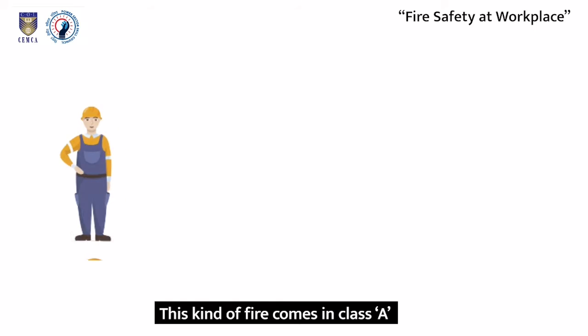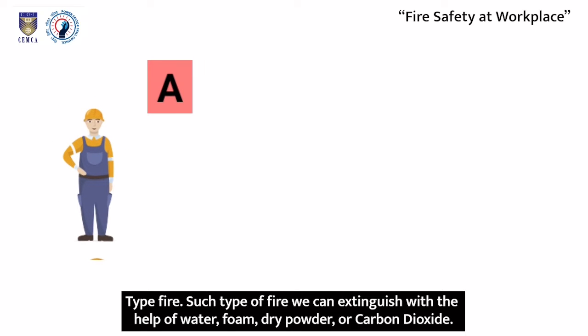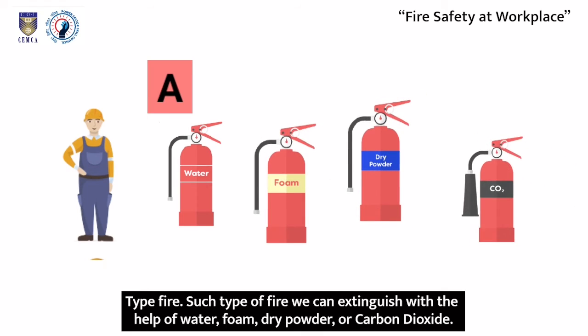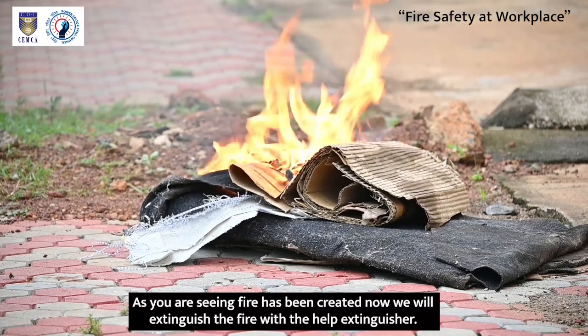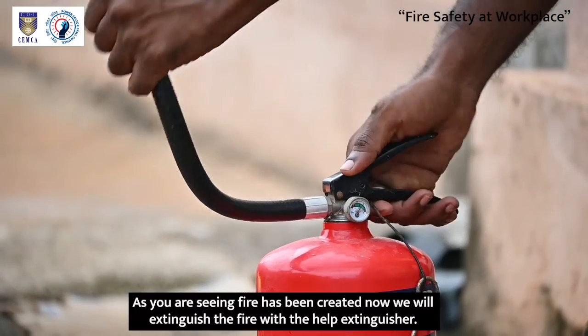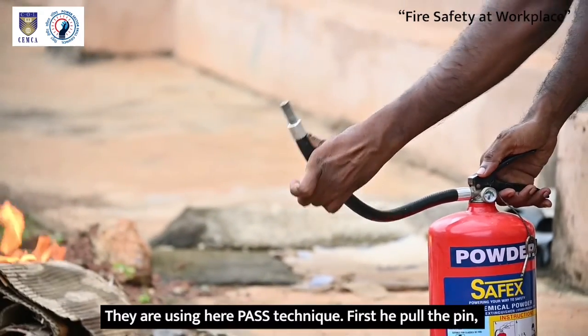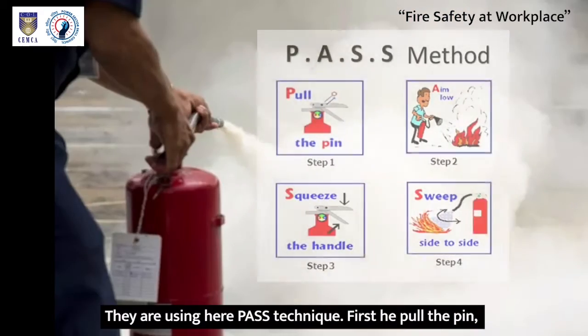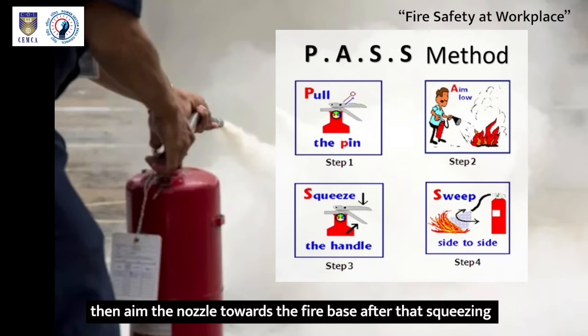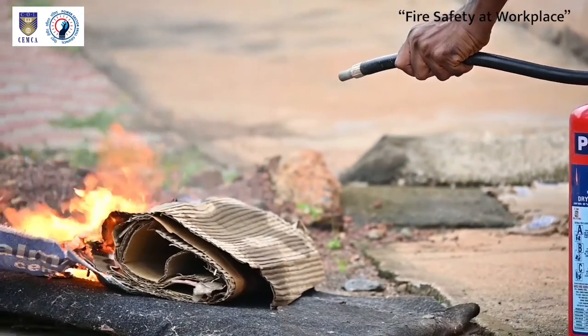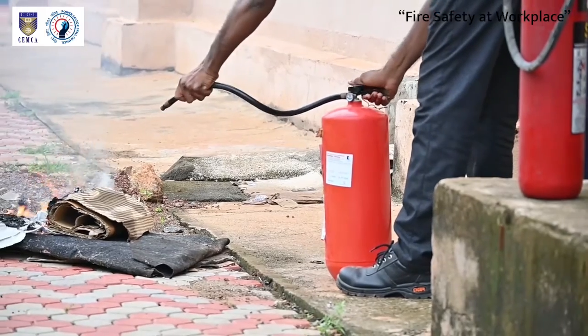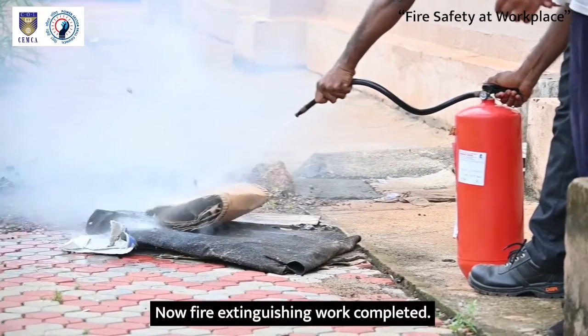This kind of fire comes in class A type fire. Such type of fire we can extinguish with the help of water, foam, dry powder or carbon dioxide. As you are seeing, fire has been created. Now we will extinguish the fire with the help of an extinguisher. They are using here the PASS technique. First he pulled the pin, then aimed the nozzle towards the fire base. After that, squeezing the handle and sweeping side to side for fire extinguishing. Now fire extinguishing work is completed.